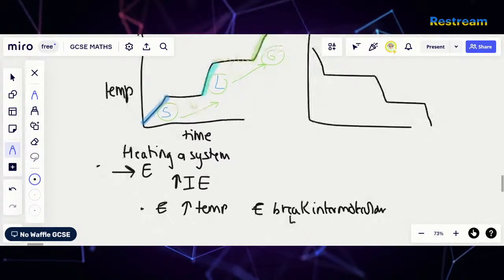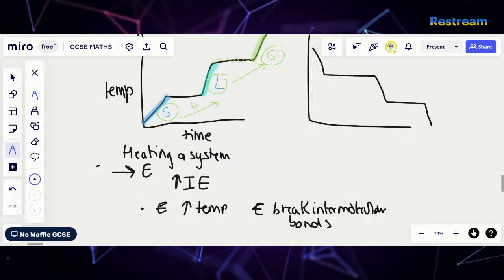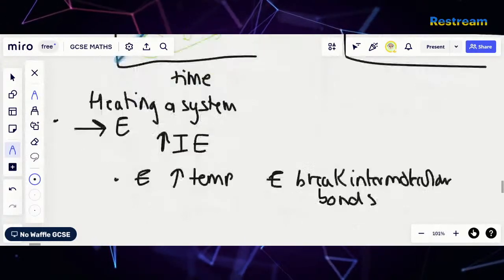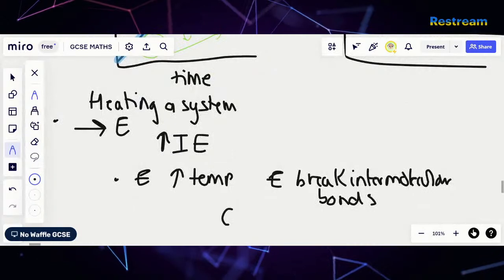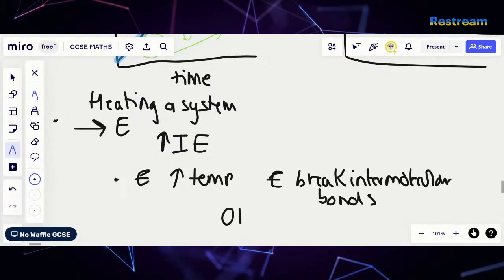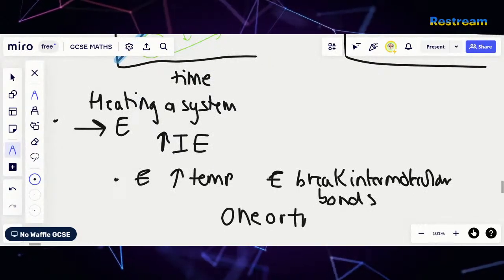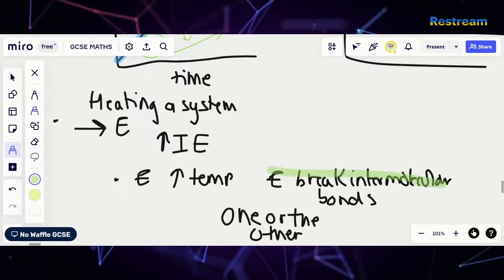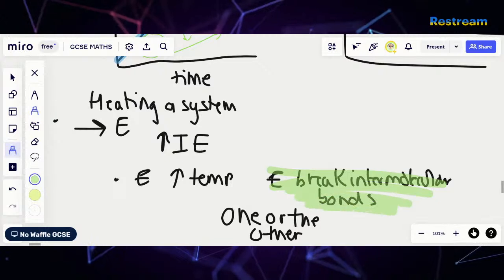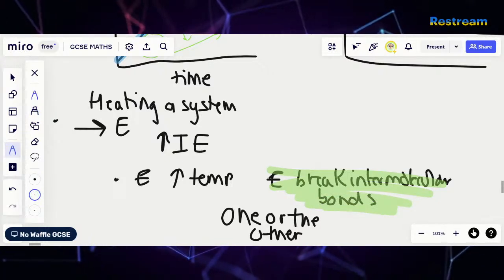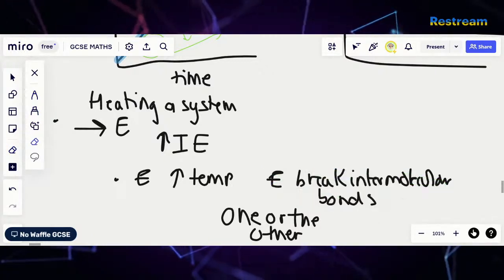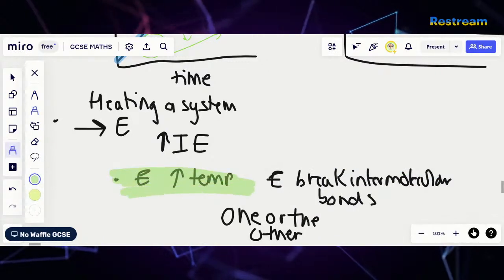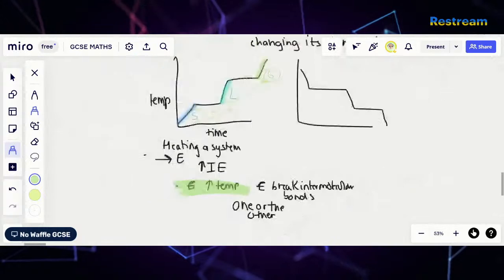Now, one thing to note is that energy can never be used to increase the temperature and break intermolecular bonds at the same time. It's one or the other. So when we're changing state, it has to be this energy that it's being used in, and therefore there is no increase in temperature. However, when we're not changing state, it has to be the increase in temperature and no change in state.